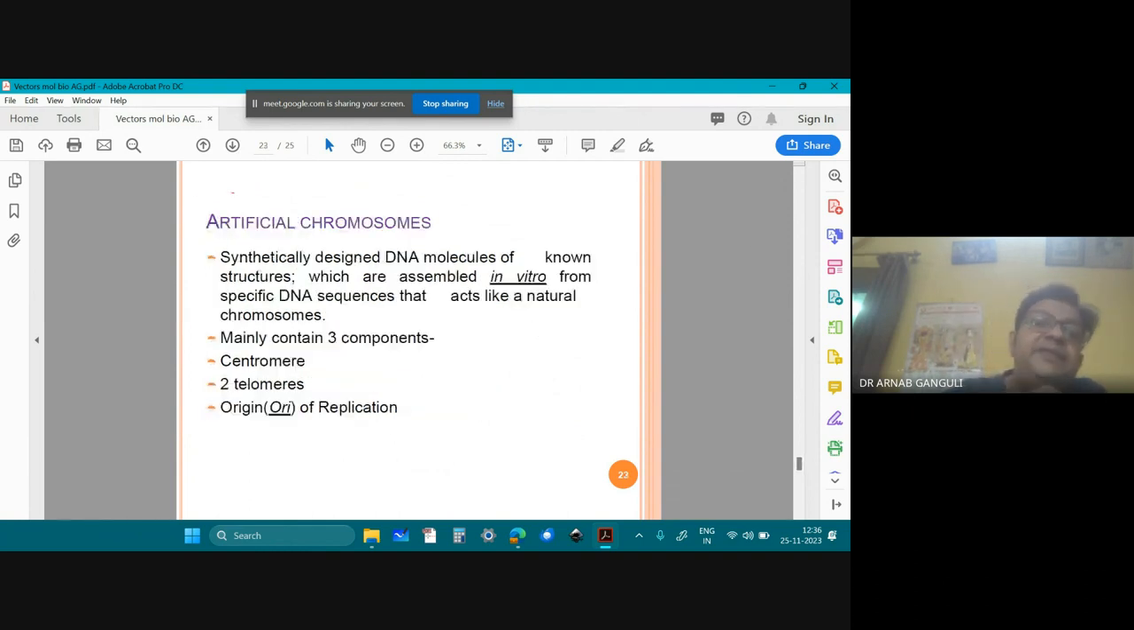Then you have artificial chromosomes. They are synthetically designed DNA molecules. They are assembled in vitro from specific DNA sequences. They act like natural chromosomes. They have 3 components. A chromosome needs to have a centromere, it needs to have 2 telomeres, and it needs to have an origin of replication.